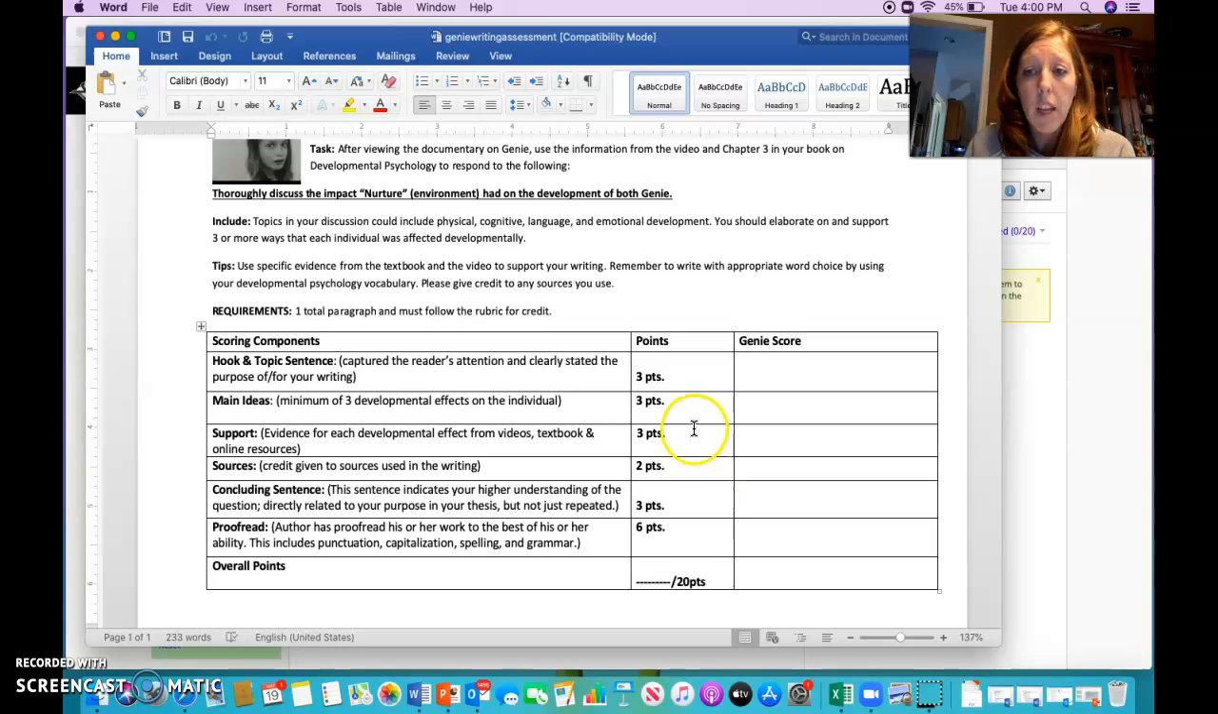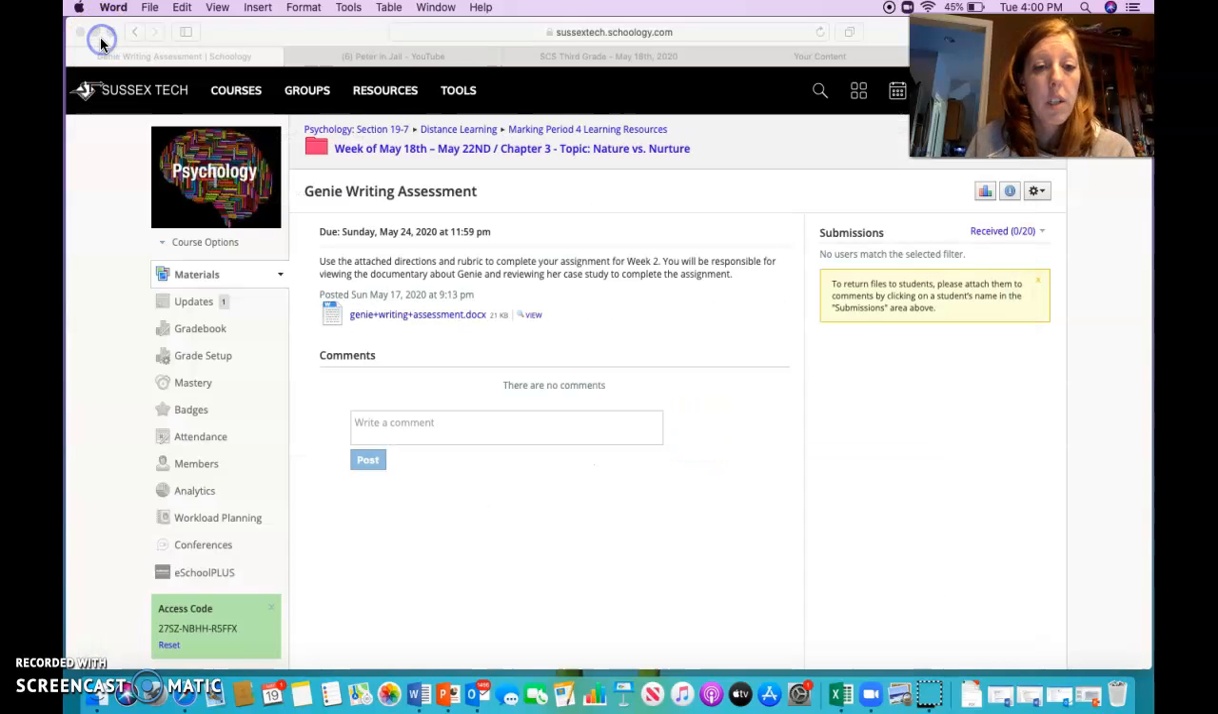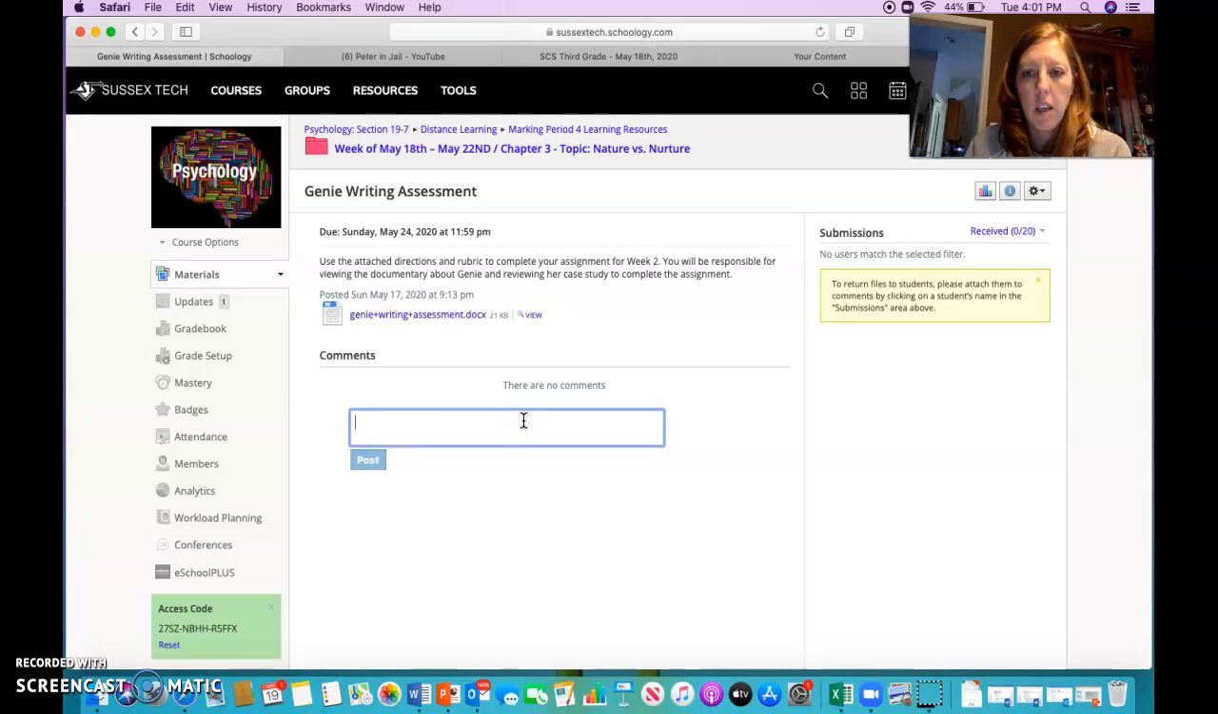So that's the rubric. All right, as far as submitting it, I think your page looks a little different than mine. You should be able to write a comment here, I believe, and make an attachment, although my page looks different. So if you're having trouble with that, send me a message, because I might need to rethink the way that this is posted on Schoology. Anyway, that's the assignment for the week.